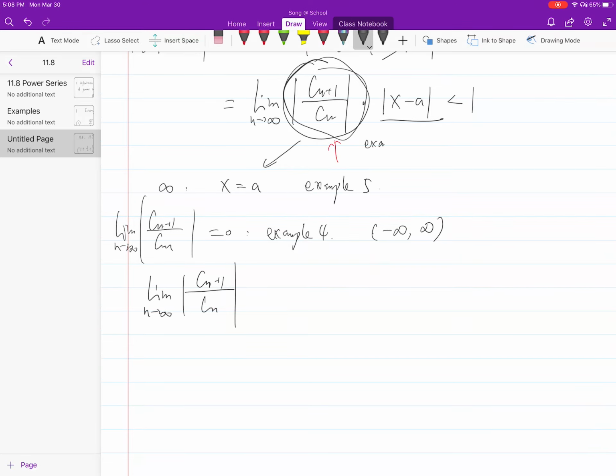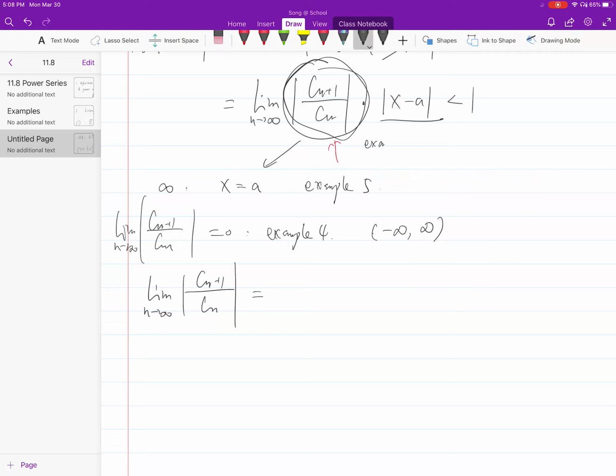If this is infinity, whatever x you plug in, it doesn't matter. It always diverges. So the only thing convergent will be when you have 0, that is x equal to a. If this part is 0, then it doesn't matter what you plug in. It's always going to be convergent. Then for every number, negative infinity to infinity will be the answer.